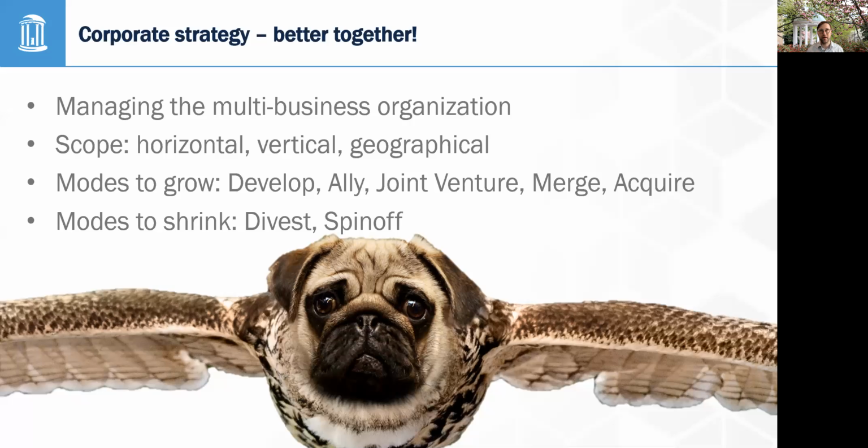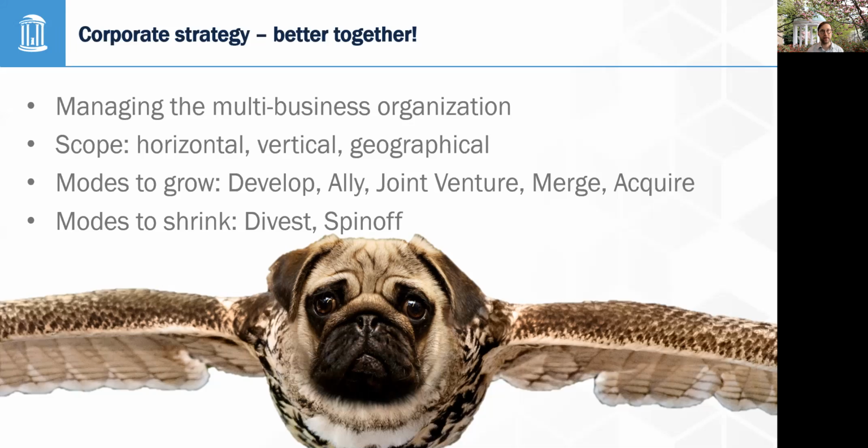Over the next few sessions, we'll be talking about different types of scope. In our first session, or rather our second session, we talked about horizontal scope and some of the synergies that go into creating value through horizontal scope. In our next session, we'll be talking about vertical scope or vertical integration. And later in the term, we'll be talking about geographic scope and how that can create value.